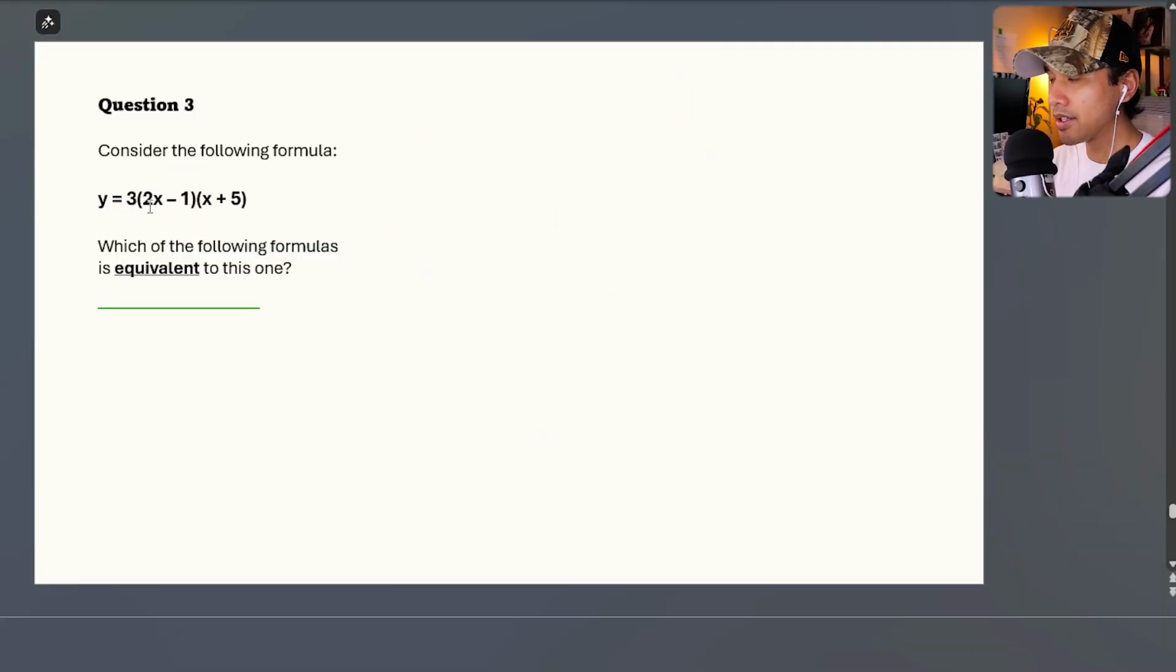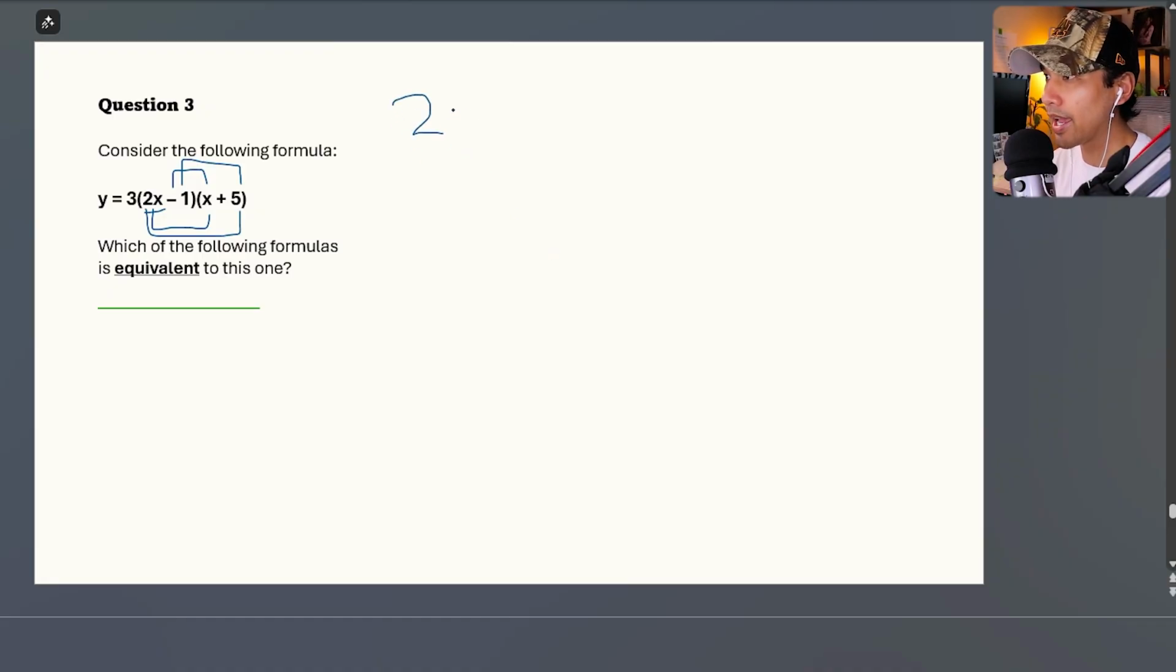Perfect. Now, question 3, increasing the difficulty. All right. So 3, and then in parentheses, 2x minus 1, and in parentheses again, x plus 5. So the difference here is just this 2x. That's it in this equation. So what is 2x times x, right? So I'm just going to go ahead and do the FOIL method again. 2x times x, 2x times 5, -1 times x, and -1 times 5.